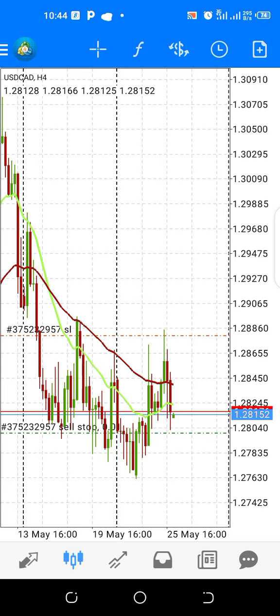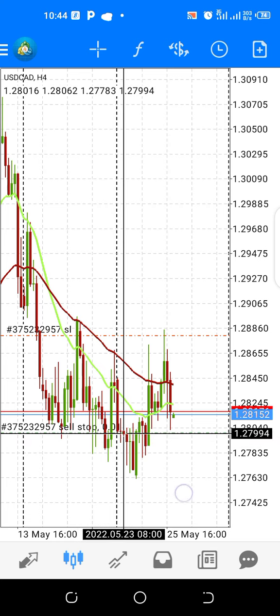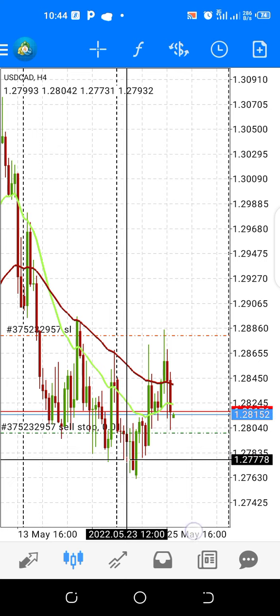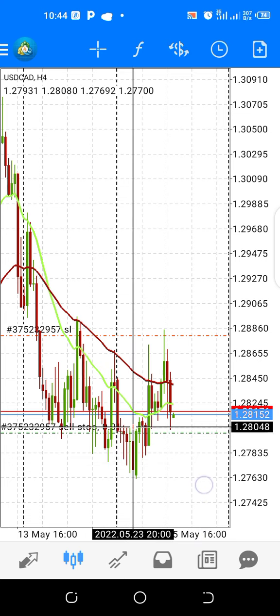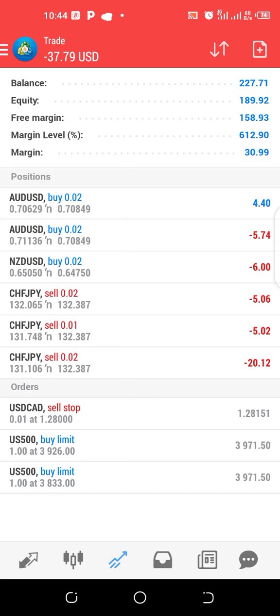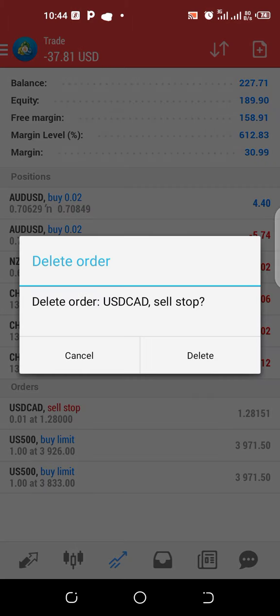Okay, you can see this is our entry point. Once the market moves further, triggers it and keeps going down, we're going to be running in profit. But if it reverses for any reason after it has been triggered, we'll be running in loss. So as you can see, this is the buy stop. That's a simple way of doing it.